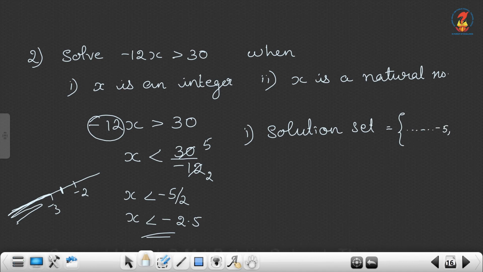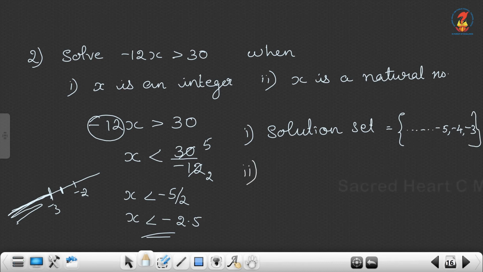Then minus 5, minus 4. Up to which number? Minus 3. Minus 3 is an integer. Minus 2 we can't write because this number is after minus 2.5. So up to minus 3. You can close. So that is the solution set.